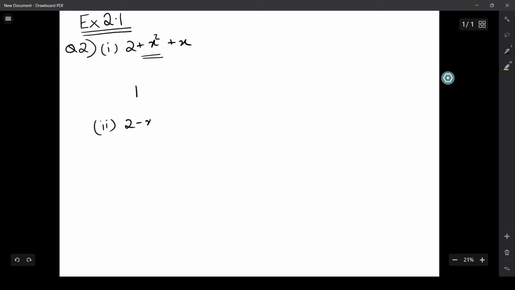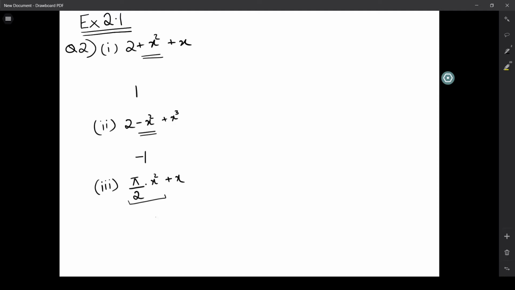The second part of the question is 2 minus x square plus x cube. Here again we'll observe the coefficient of x square, which is this term over here. In this case, the coefficient is minus 1. Third part of this question is pi by 2 x square plus x. Here, this first term of this polynomial is the term with x square, and we can see that the coefficient of x square is pi by 2.